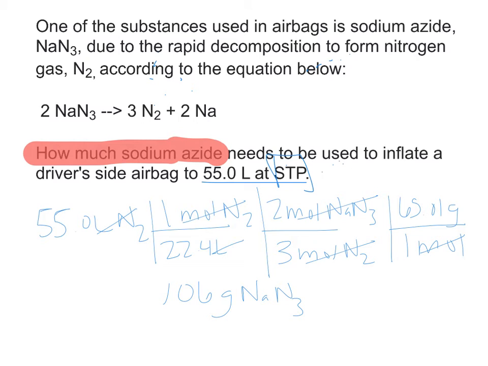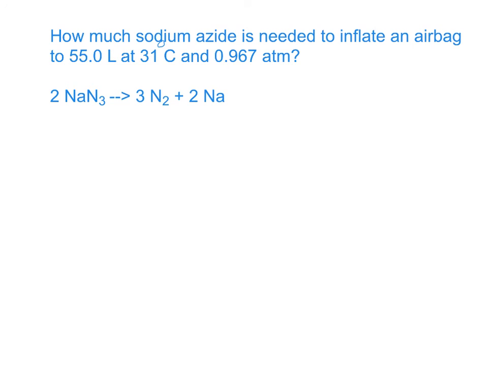Now what happens if we're not at STP? If we're not at STP, we're going to have to use PV equals nRT. So let's look at the same problem, but this time we're going to change the conditions. Let's look at this problem where we're not at STP. It reads, how much sodium azide is needed to inflate an airbag to 55 liters at 31 degrees Celsius and 0.967 atm.